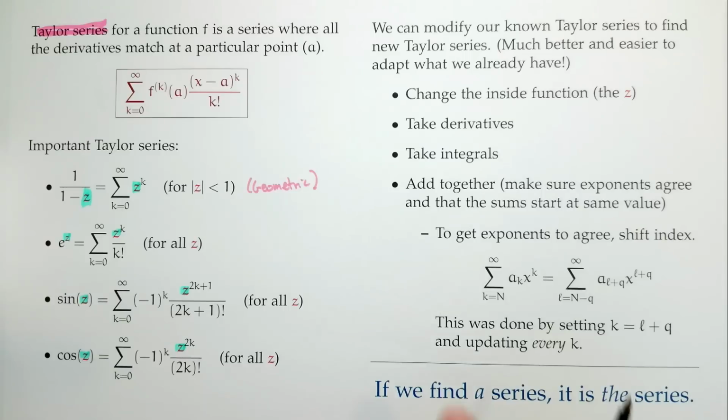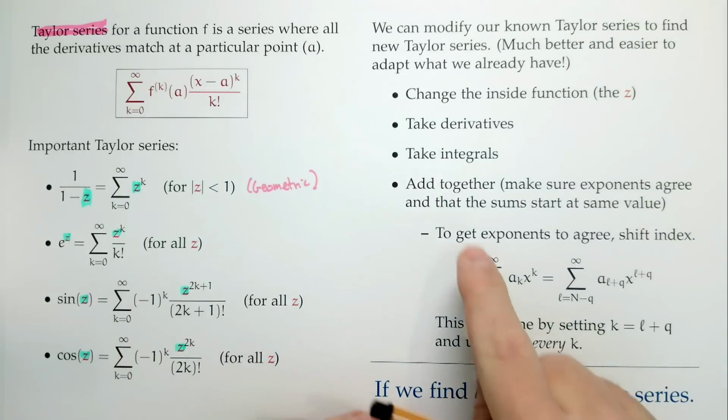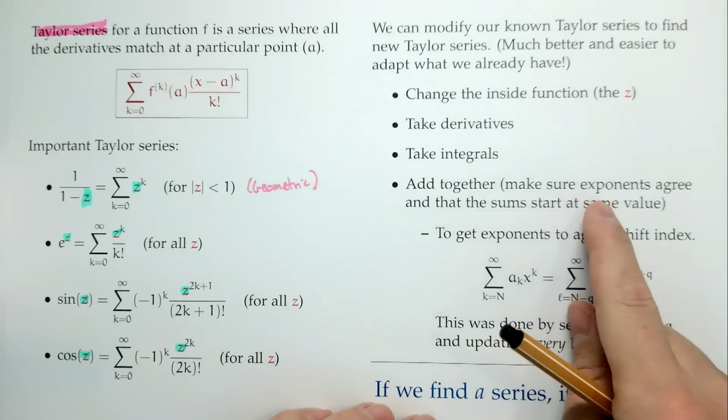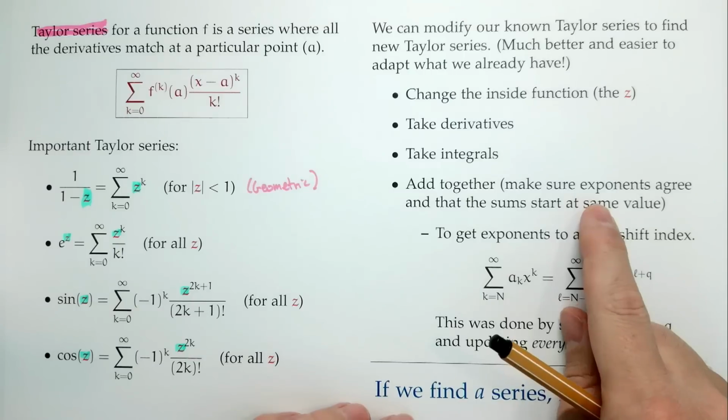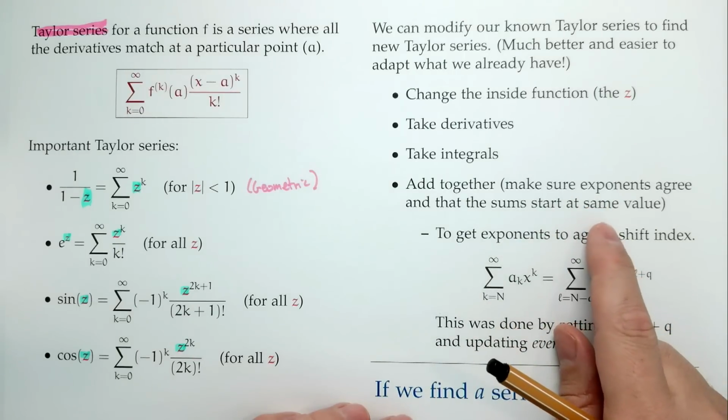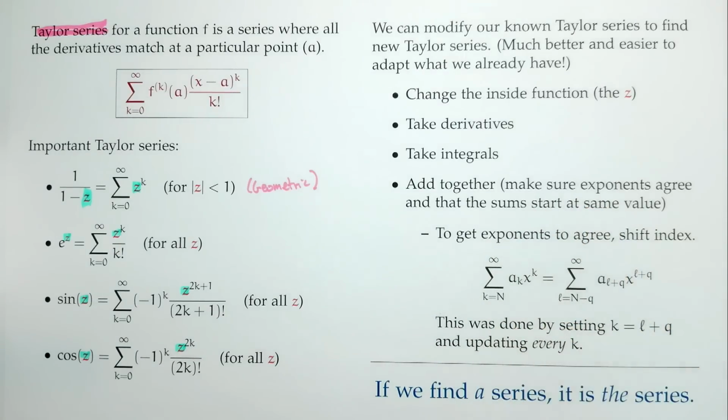So for instance, I might have two pieces. I just have to put my pieces together. Now, if you do add things together, you have to make sure that the exponents agree and that the sums start at the same value. So, well, how do you do that?